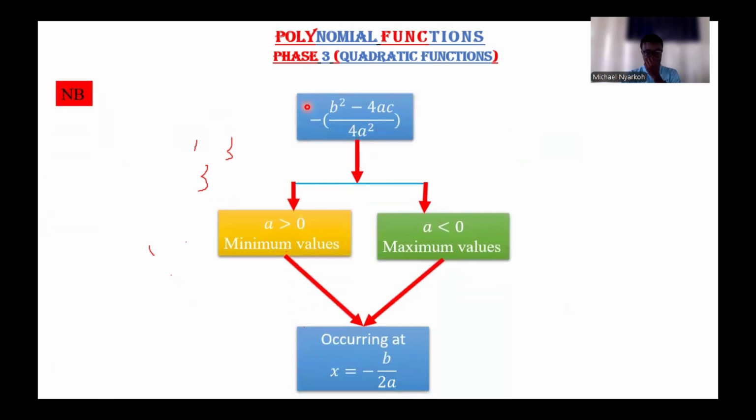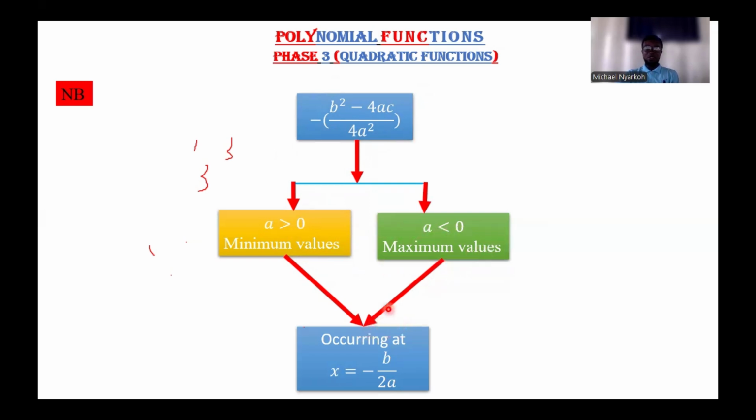Page 3. Now let's note something. The part where we had negative b squared minus 4ac over 4a squared. This part, okay? Now this is what determines the minimum value and also the maximum value. Now, we get a minimum value when a in the actual function or in the actual equation is greater than 0. So, yes. And then when a is less than 0, we get maximum values.